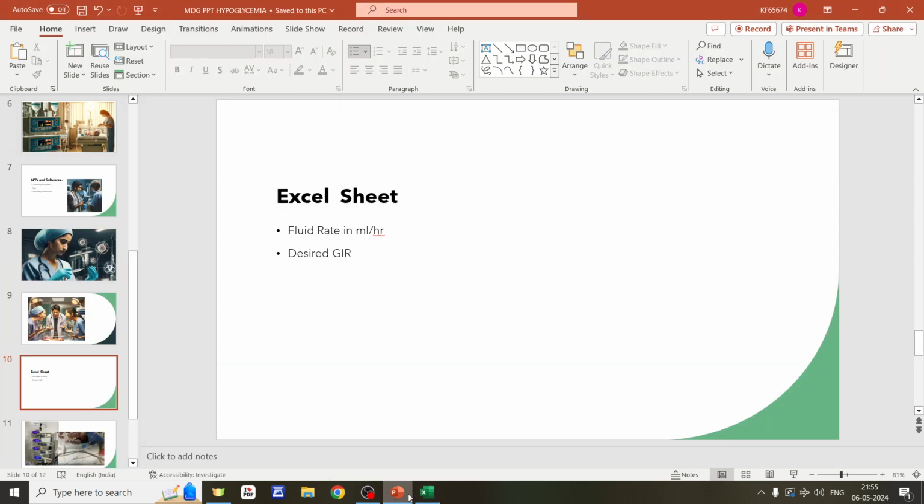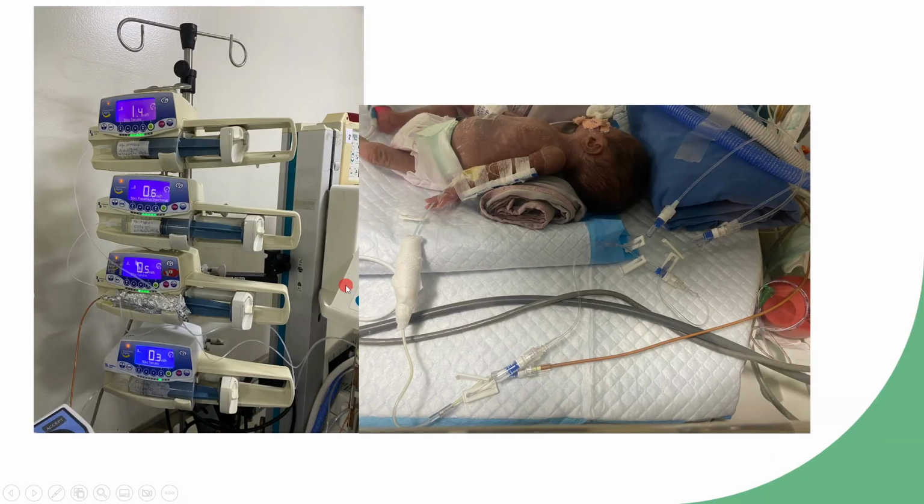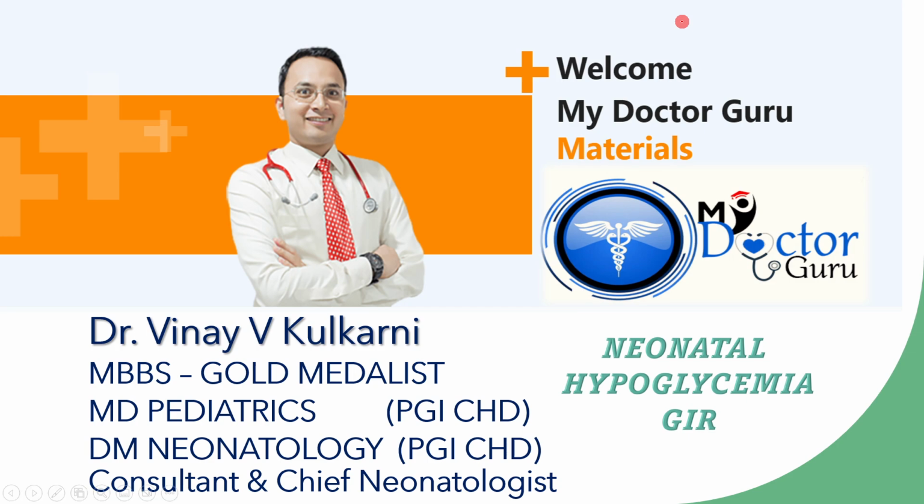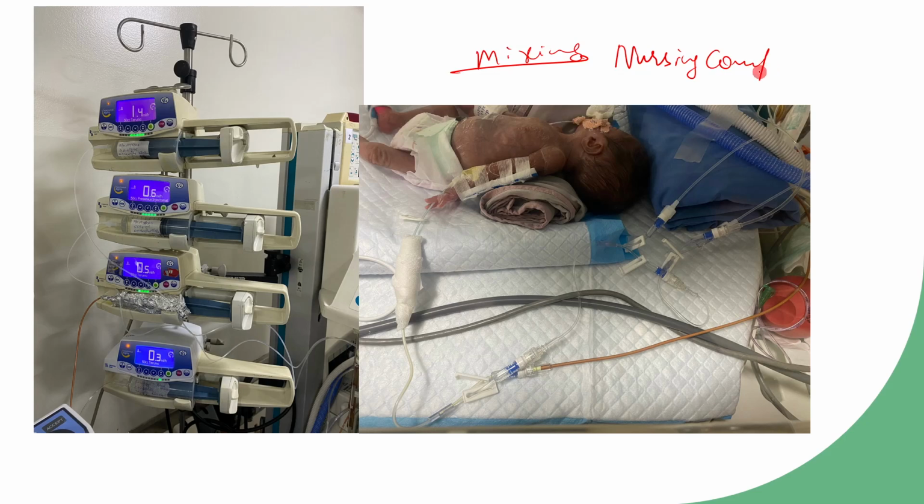The biggest advantage of this technique is using these two things: you just have to alter the fluid rates in the two infusion pumps and they will mix and go inside the baby through the central or peripheral line based on the concentration. After that, there is less repeated sugar checking and mixing, nursing comfort, and reduced incidence of hospital acquired infection.